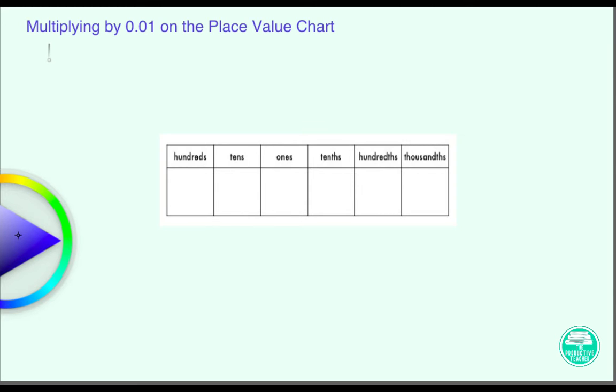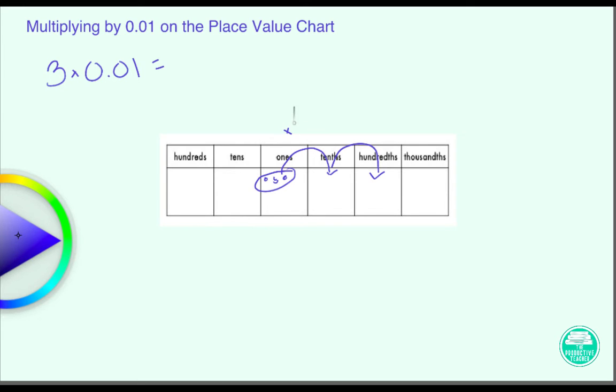Hi, today we're going to talk about multiplying by 100th on the place value chart. Let's start with an easy problem. 3 times 100th, or 0.01. To solve this, I'm going to put my 3 on the place value chart with 3 dots. And then I'm going to take these 3 dots and move them to the right 2 times.